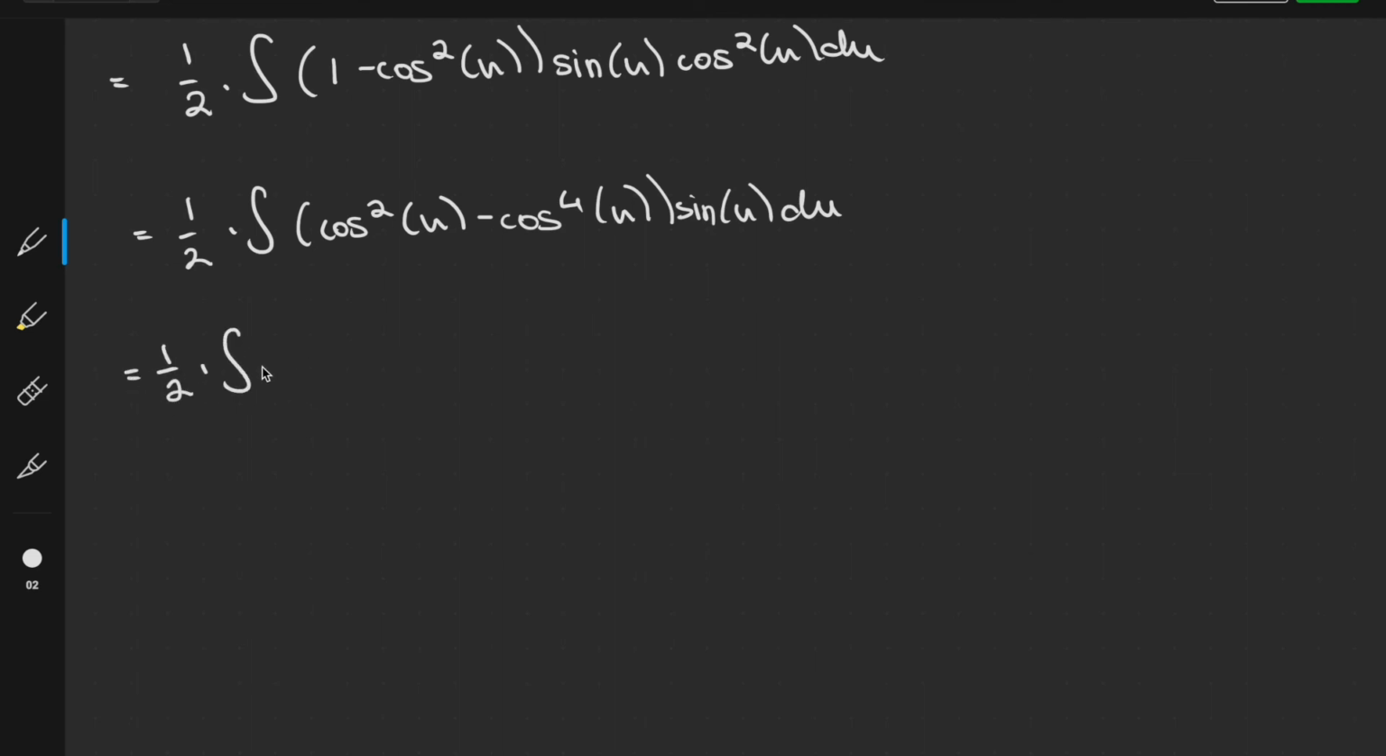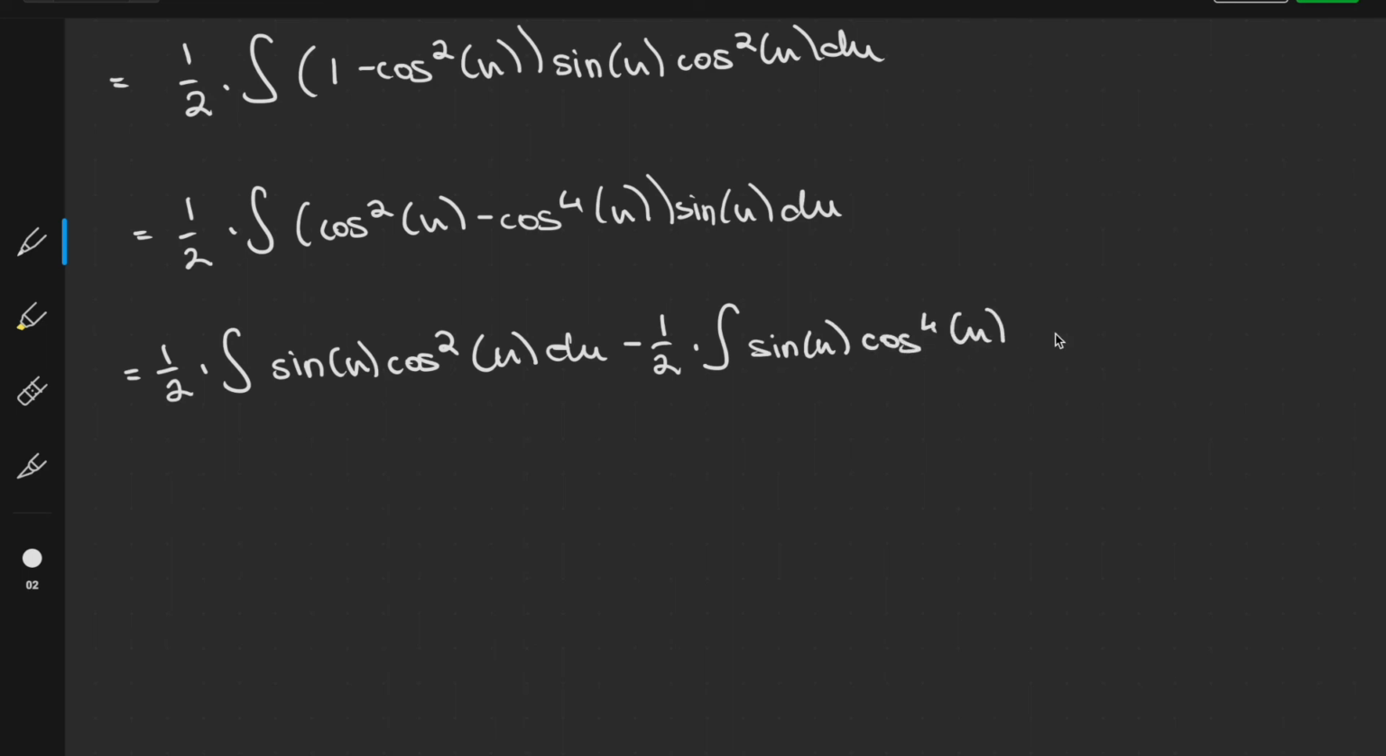So a half times the integral of sine u cosine squared u, and then minus sine u times cosine to the 4. And I'm actually just going to write this as two separate integrals. So this is going to be minus, and not forgetting the half, because this is applied to the whole integral, it's going to be sine u cosine to the 4 of u du.